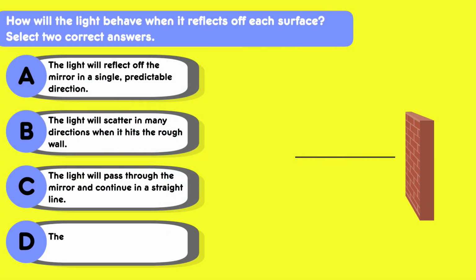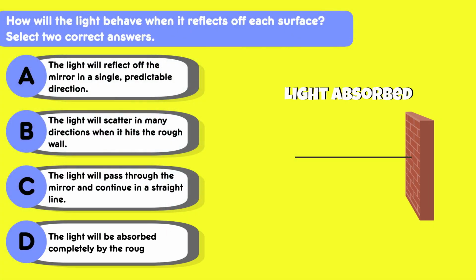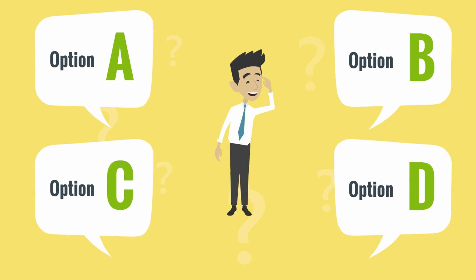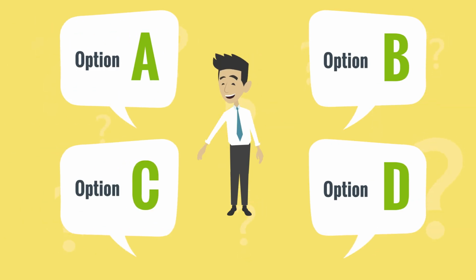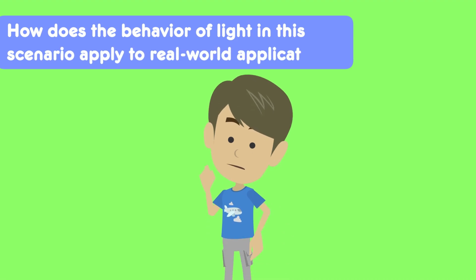Answer choice D. The light will be absorbed completely by the rough wall. Here's your quick tip. Consider whether rough surfaces absorb all the light or if some light is reflected. So go ahead and choose your answers and proceed to part B. Here's your question for part B. Based on your understanding from part A, how does the behavior of light in this scenario apply to real-world applications?